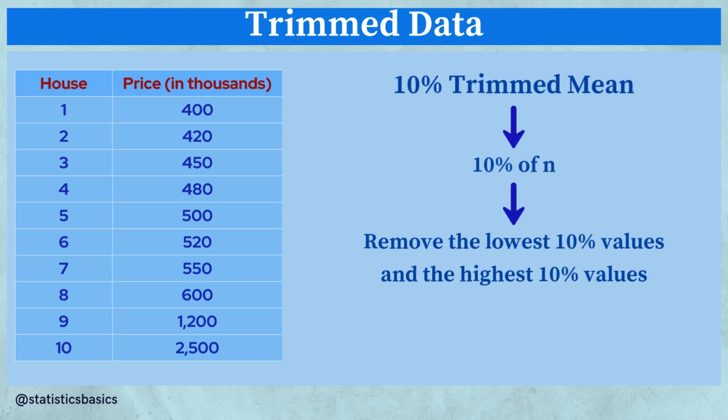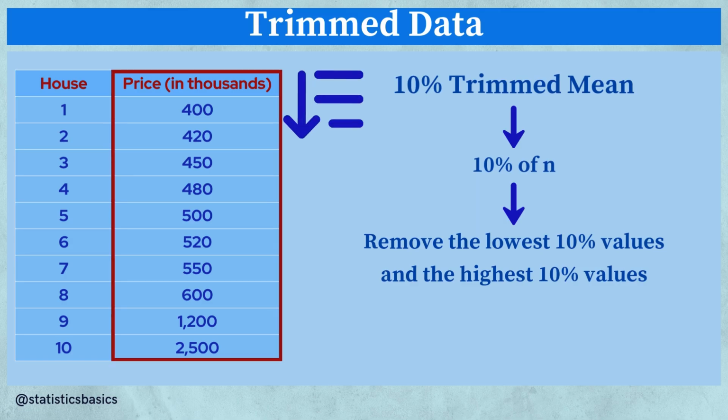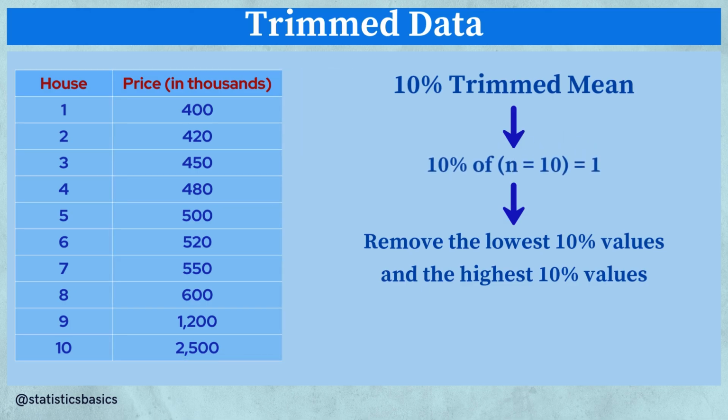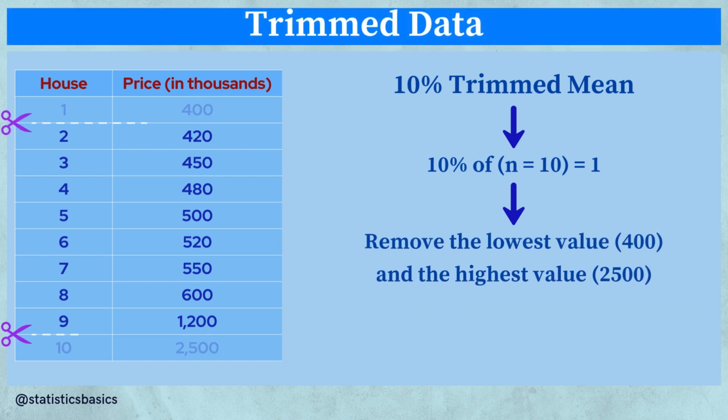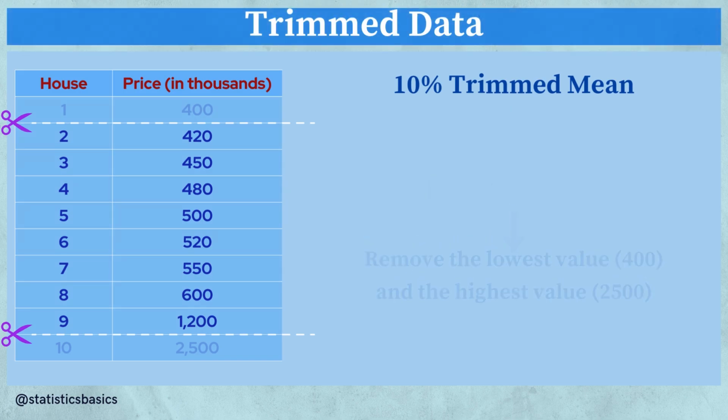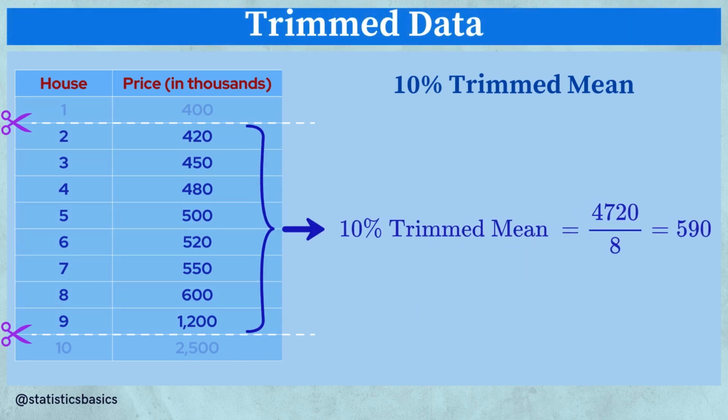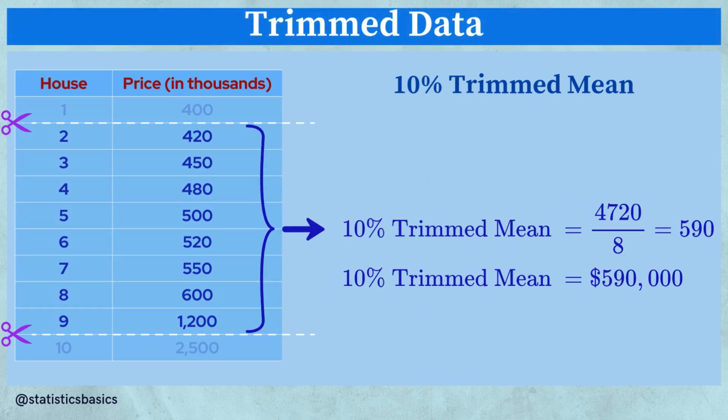This means removing the highest and lowest 10% of the data points before calculating the average. To do this, they first arrange the house prices in ascending order. Since they have 10 data points, 10% of this is 1. So, they remove one house from the top and one from the bottom of the list. Then, they calculate the average of the remaining 8 houses. This results in a 10% trimmed mean house price of $590,000, which provides a more representative measure of the typical house price in the neighborhood.